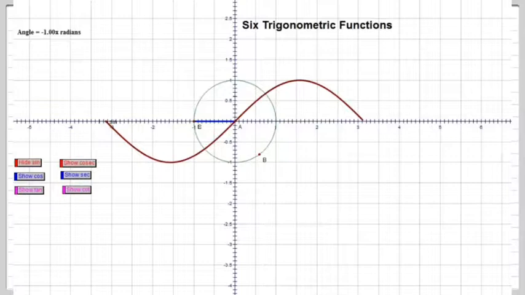Now you can see how you trace out the graph of sine, and sine is an odd function because sine of negative theta, whatever theta might be, is the negative of the sine of positive theta. You see? This brown graph over here is like an upside down version of this graph over here. That's why sine is an odd function.